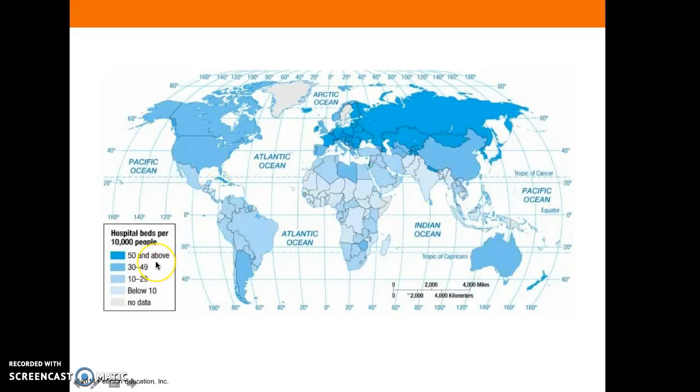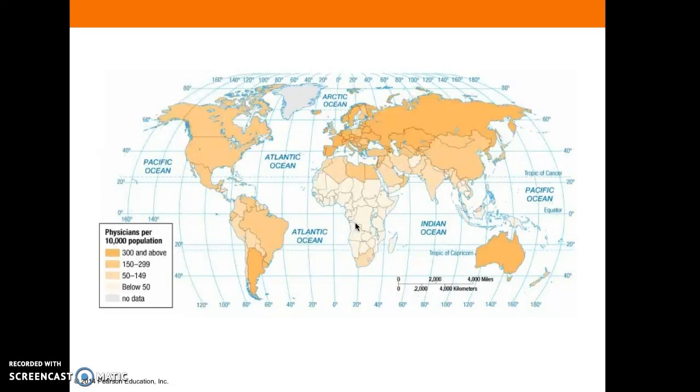As far as hospital beds per every 10,000 people, we're between 30 and 49 hospital beds per every 10,000 people. Some countries in Europe are higher, some places are much lower, and in some places we don't have any data, like Papua New Guinea. For physicians per every 10,000 people, the U.S. ranks at about 150 to 299. Some areas of the world have more doctors, some have far less, and in some areas, like Western Sahara right here, there's no data collected at all.